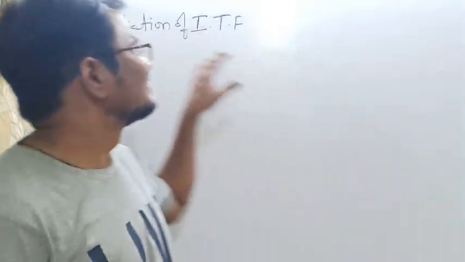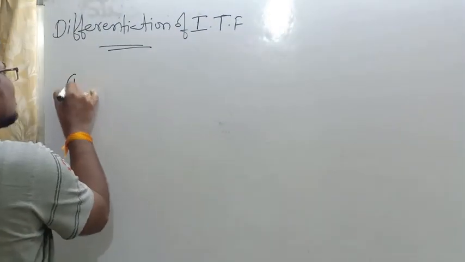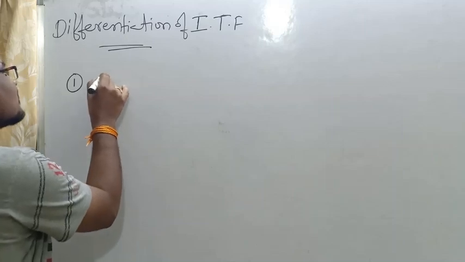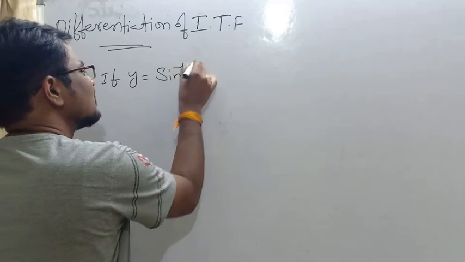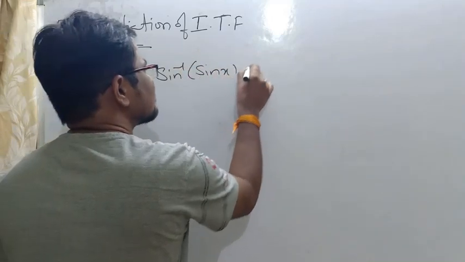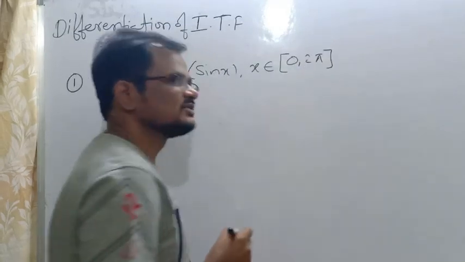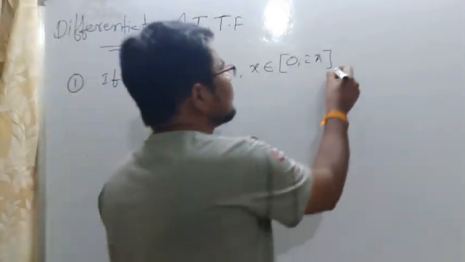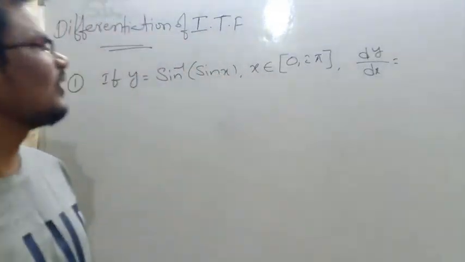Hi students, today we will learn some important problems of differentiation of inverse trigonometric functions. Now in that I will take one problem, this one. If y equals sine inverse of sin x, x belongs to the closed interval 0 to 2 pi, find dy by dx.